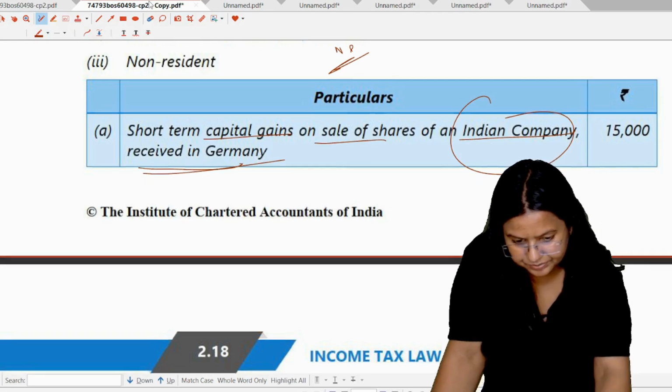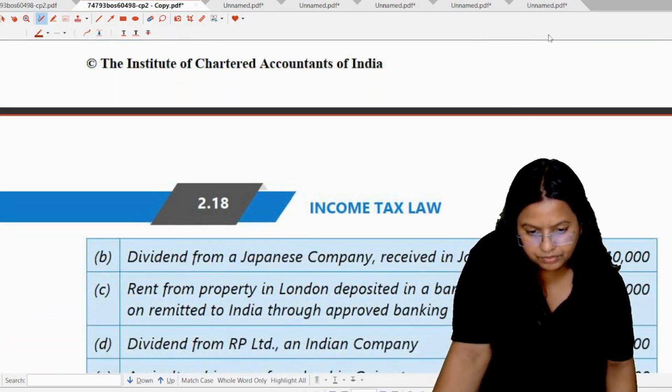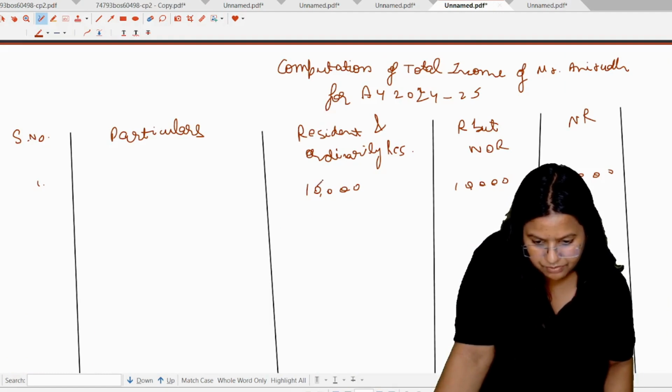Next is, sorry, it is not the figure 10,000. It is 15,000. The figure is 15,000.